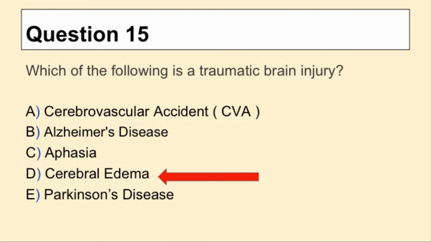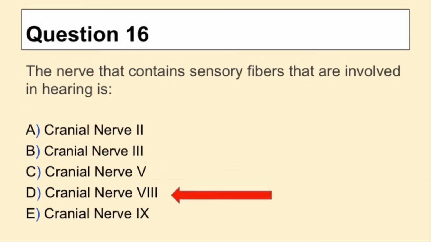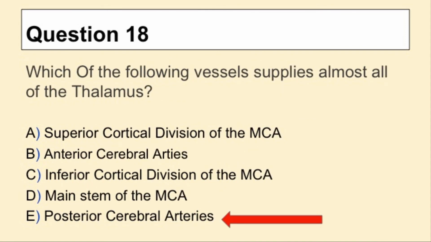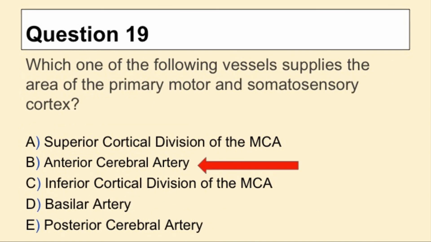Question 15, the answer is D, cerebral edema. Question 16, the answer is D, cranial nerve 8. Question 17, the answer is A, sympathetic nervous system. Question 18, the answer is E, posterior cerebral arteries. Question 19, the answer is B, anterior cerebral artery.